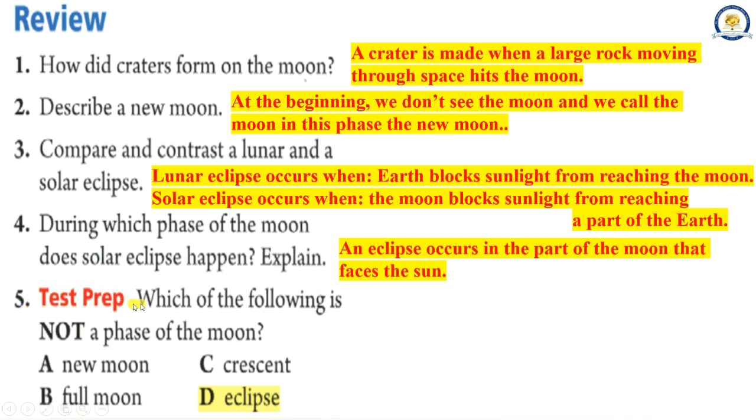5. Which of the following is not a phase of the moon? A. New moon. B. Full moon. C. Crescent. D. Eclipse. The correct answer is D. Eclipse.